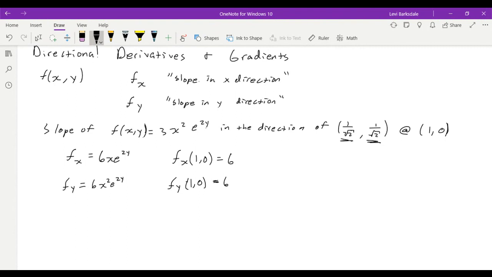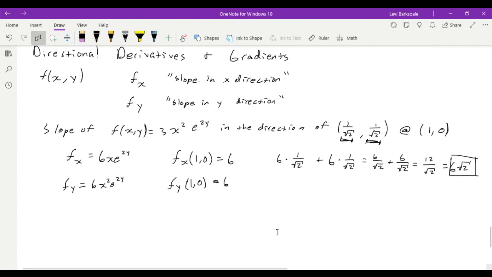So all we need to do is take this f sub x and multiply it by the x component of this vector. So 6 times 1 over root 2, and then we add our y derivative times the y component. And that would give us 6 over root 2 plus 6 over root 2, which gives us 12 over root 2, or 6 square root 2. And this would be our derivative in the direction of (1 over root 2, 1 over root 2). Basically, the idea behind it is we use this direction vector as proportions to tell us how much in the x direction we need to take and how much in the y direction we need to take.